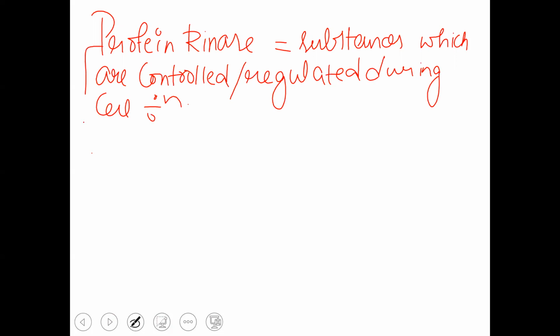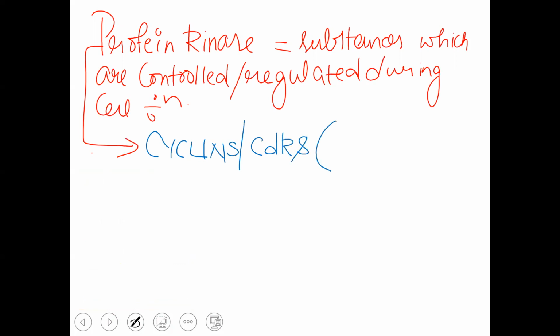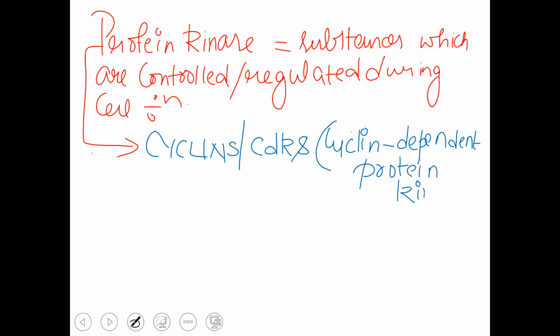So these proteins are called cyclins, or they are also called CDKs. What is CDKs? It is nothing but cyclin dependent protein kinases. Cyclin dependent protein kinases are called CDKs, or in short also called cyclins.